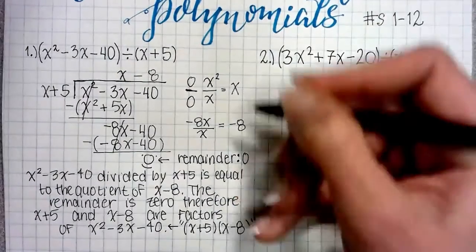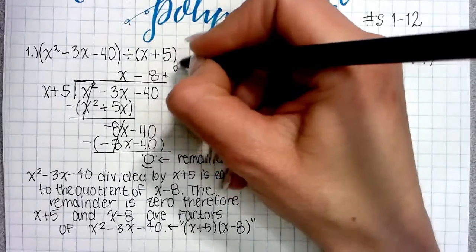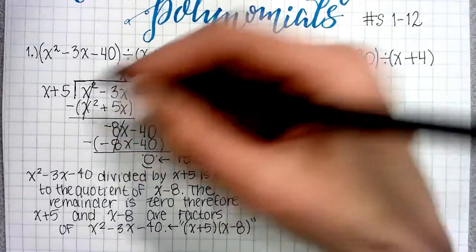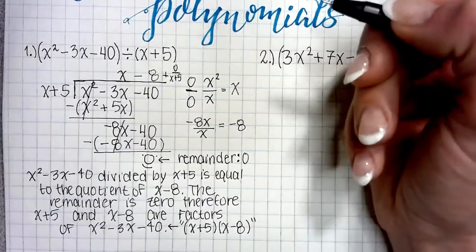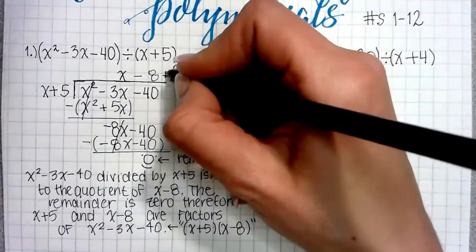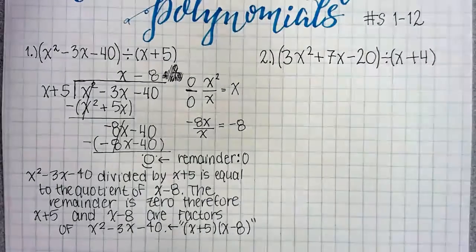If you get a remainder that isn't 0, you would take that remainder and do plus the remainder, or if it's negative, you could just write minus that remainder over whatever you were dividing by, in this case, x plus 5. We really don't need to do it in this case because the remainder is 0. So it's sort of silly to write it that way. And that's all there is to number 1.